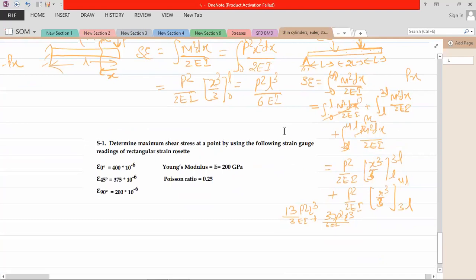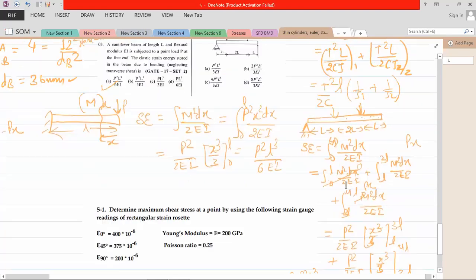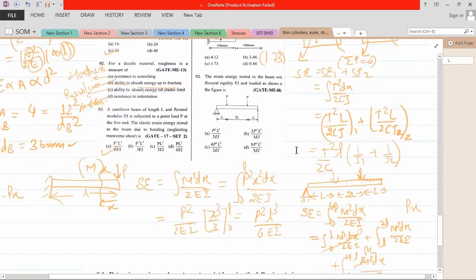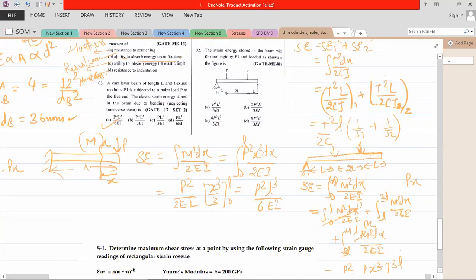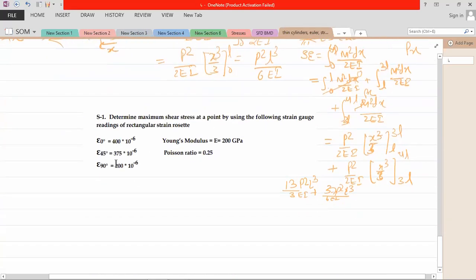But the trick is in the same way. You can get it somewhere in your book, but my answer is something getting wrong here. So okay, the procedure is the same, but the values are not coming like this. So this is your next question. Now the question for the strain rosette that we discussed today. So this is one of the questions.